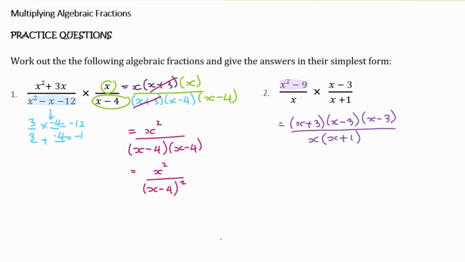As we can see in this one, we've got no common factors in the numerator and denominator, but we've got x minus 3 in the numerator, which is multiplied by itself. So in a simpler way, we can write this as x plus 3 and x minus 3 squared over x multiplied by x plus 1. And that is our final answer for number 2.